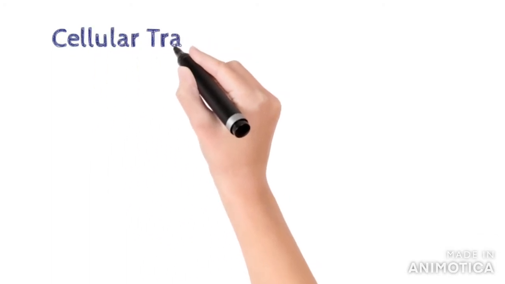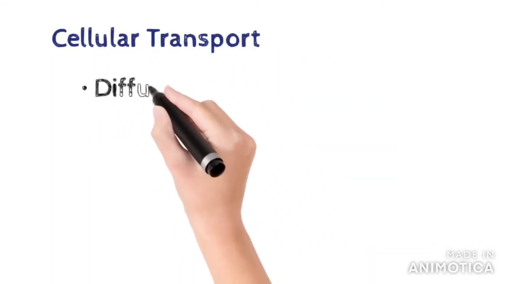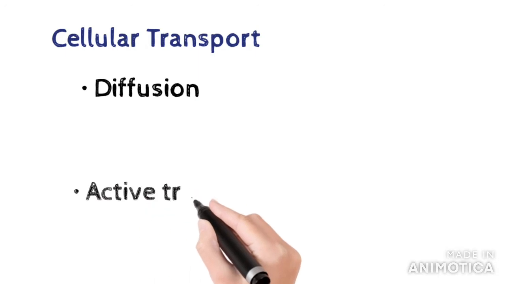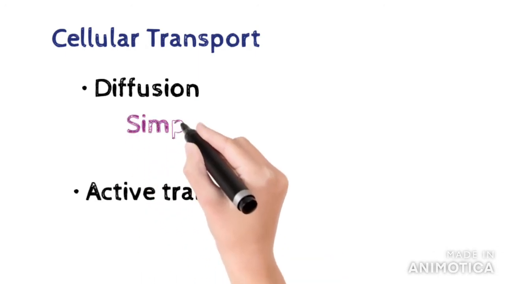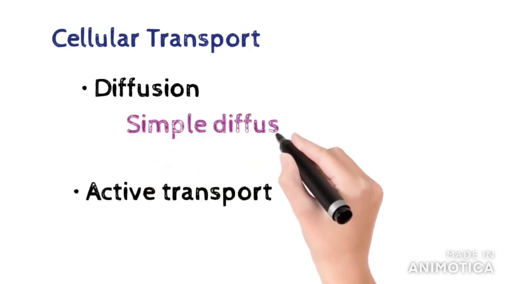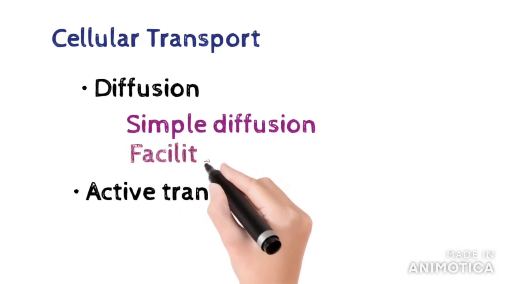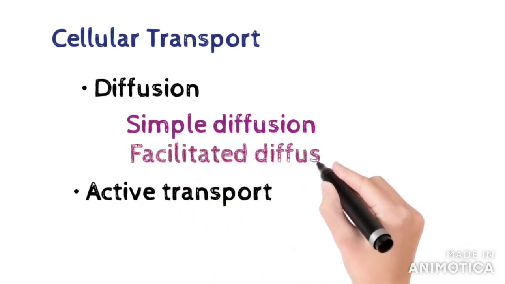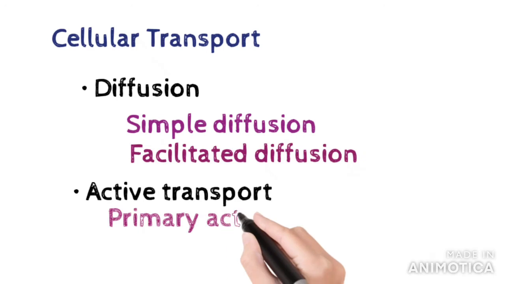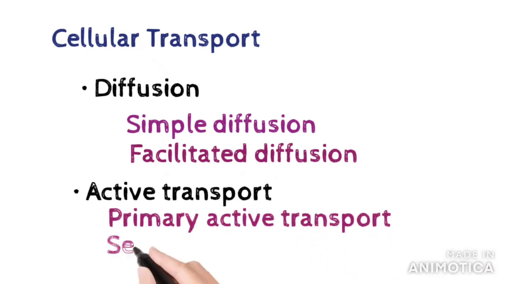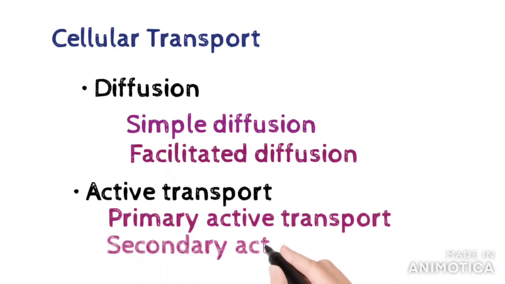Cellular transport is the transport of substances in and out of the cell. It takes place in two ways, diffusion and active transport. Diffusion further has two types, simple diffusion and facilitated diffusion. Active transport has two types. Number one is the primary active transport and number two is the secondary active transport.